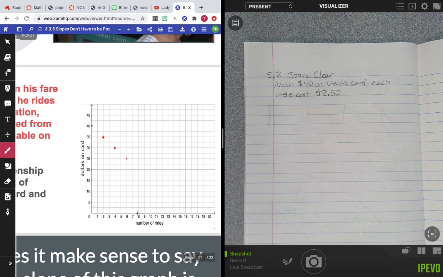8 rides, he will have 20 left. 10 rides, he'll have 15 left. And as you can see, you should start to see a pattern here. So 12, probably 10. 14, 5. And then 16, he will have nothing left. So I'm going to draw my line the best I can.